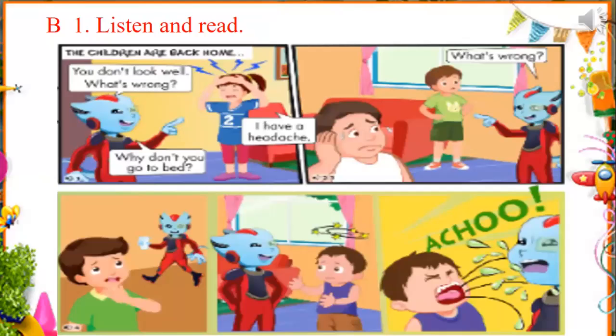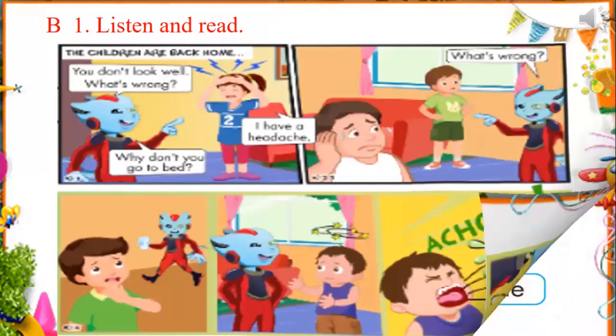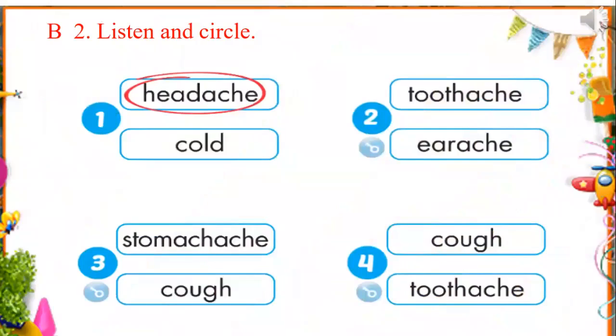Now, listen again and circle. There are 4 sentences. And number one is an example. Listen. B. 2. Listen and circle. Look at the pictures. Listen. There is one example.